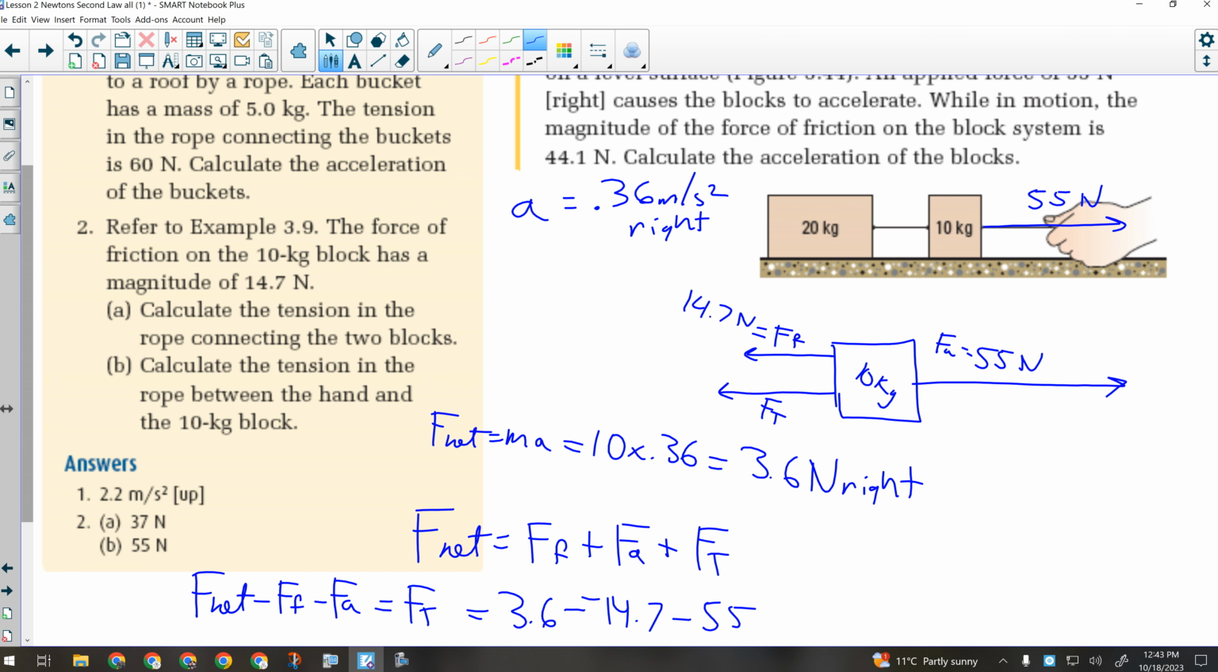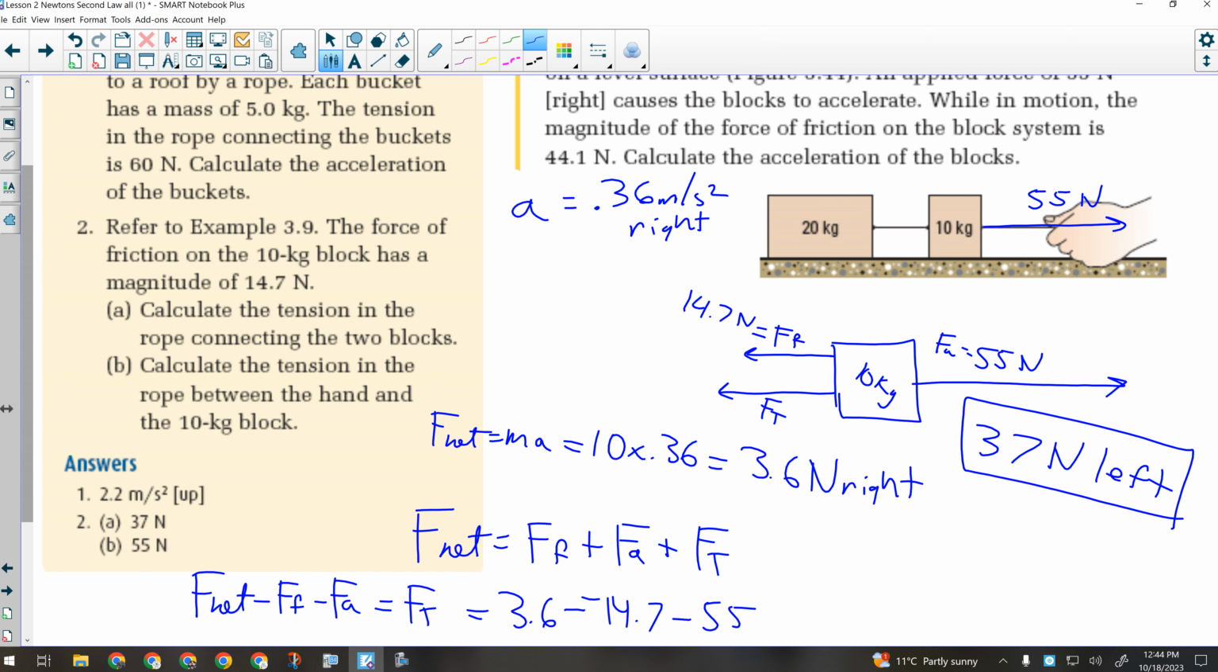Okay. If I do that, I should get like 36 point something, right? So 3.6 minus negative 14.7 minus 55. 36.7 newtons. Okay. And it came out on my calculator negative, which means it's backwards. Is that the direction that that rope should be pulling on the 10 kilogram mass? Should be pulling backwards, right? Okay. So the tension in that rope is 37 newtons left. Okay, everyone all right with that?